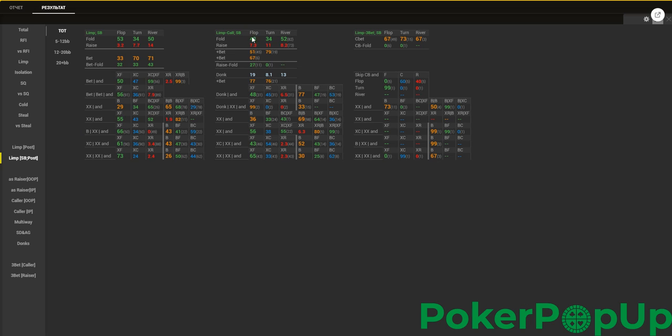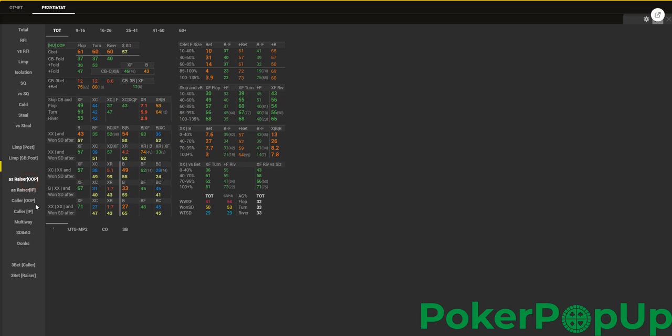Also by stack size. Limped pot for small blind, when the small blind open limps against the big blind, and how he continues to play. The first block is for a situation when the big blind checks and does not raise. You can see all of the possible lines for the post-flop play. The second block is limp call, and the third one is limp 3-bet.